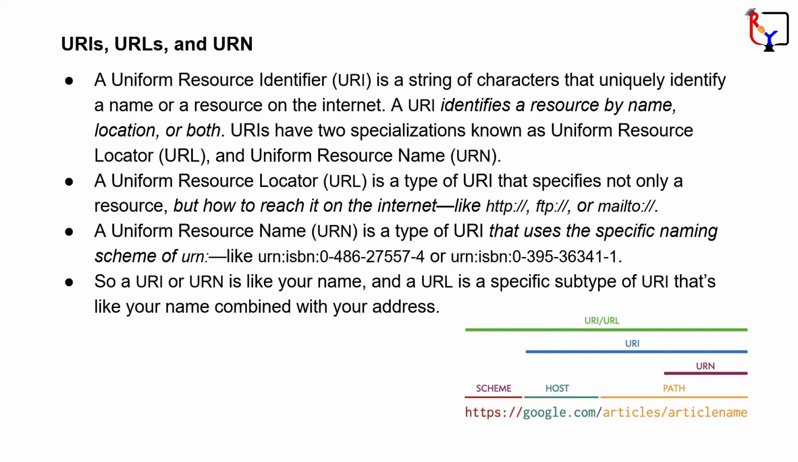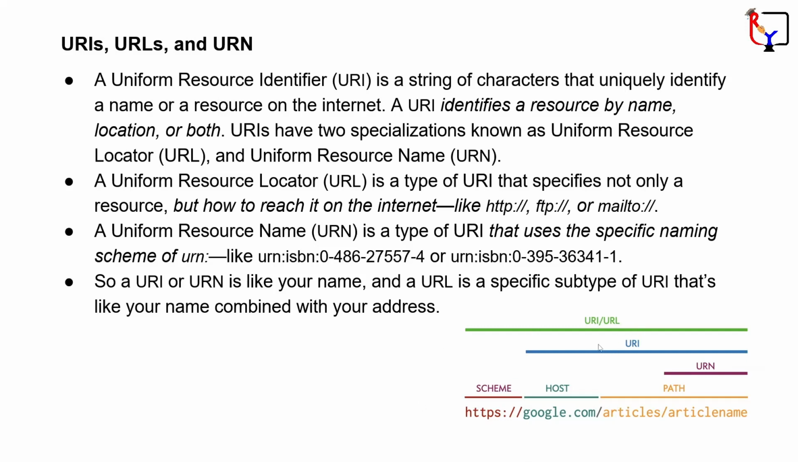So a URI is a string of characters that uniquely identifies a name or resource on the internet. I'm repeating the previous things. A URI identifies a resource by name, location, or both. URI has two specializations known as uniform resource locator and uniform resource name. A URL is a type of URI that specifies not only a resource but how to reach it on the internet.